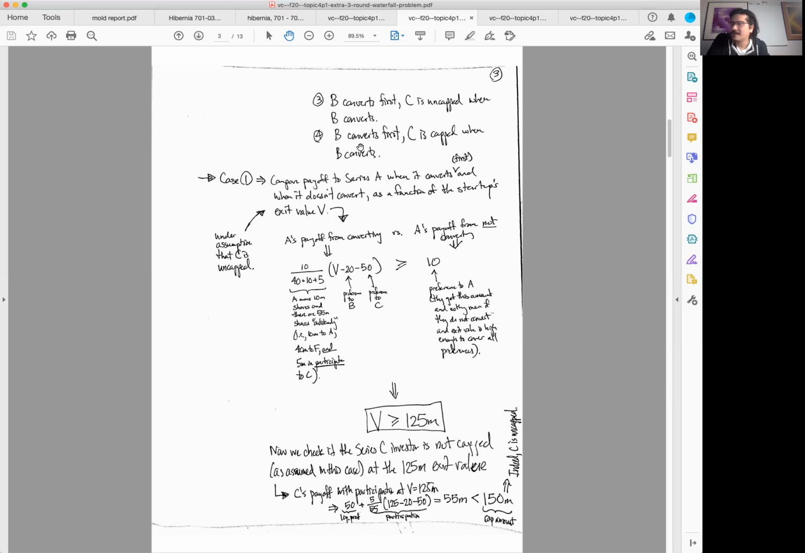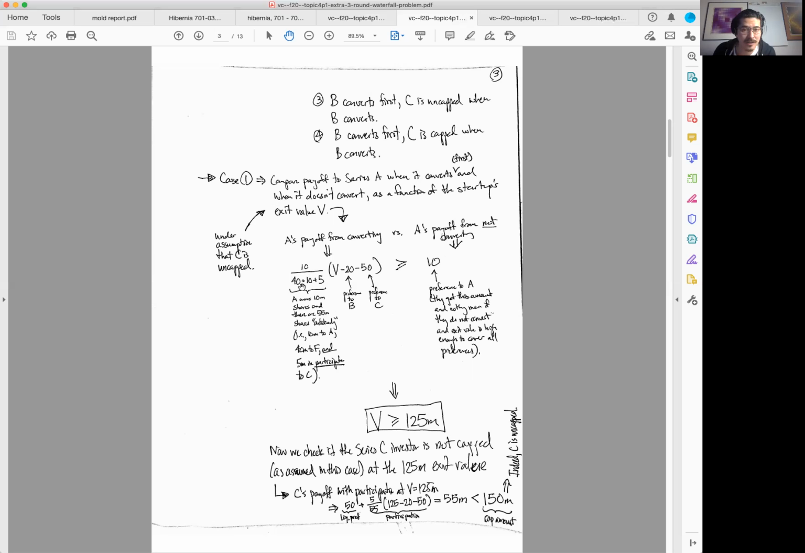In any case, let's go through our 4 cases, and then we'll do the 5th case of Series C goes first, last. So far, so good? So let's consider the case where A goes first and C is uncapped when A converts. Well, what happens there? A is converted, they get 10 million shares, correct? Founders have 40 million shares. Series A has their 10 million. The 10 million here shows up here.